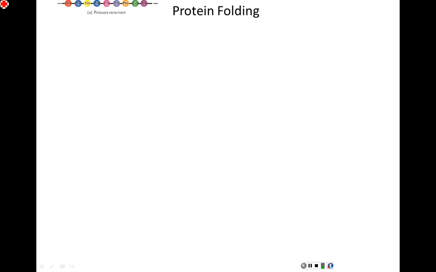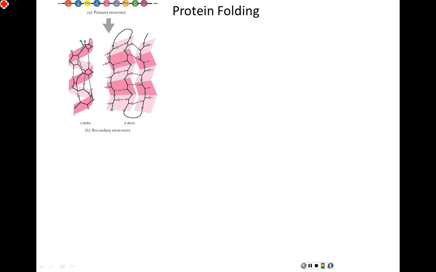So what happens now? Well, spontaneously, for biochemical reasons, which you will cover in your biochemistry course, this linear chain of amino acids folds up into three-dimensional shapes. First, it spontaneously folds into what are called secondary structures. Then those secondary structures kind of knot and loop together to form what are called tertiary structures.